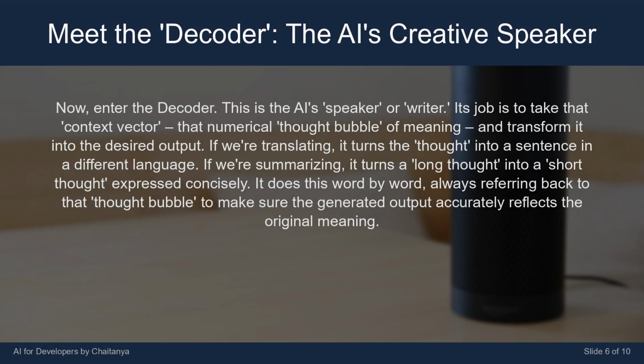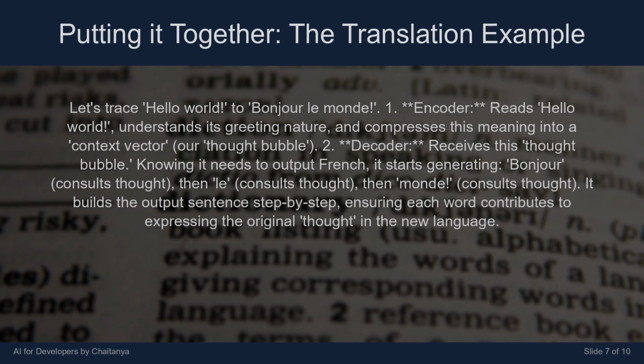Now, enter the decoder. This is the AI's speaker or writer. Its job is to take that context vector, that numerical thought bubble of meaning, and transform it into the desired output. If we're translating, it turns the thought into a sentence in a different language. If we're summarizing, it turns a long thought into a short thought expressed concisely. It does this word by word, always referring back to that thought bubble to make sure the generated output accurately reflects the original meaning.